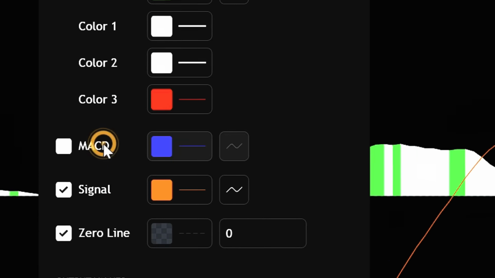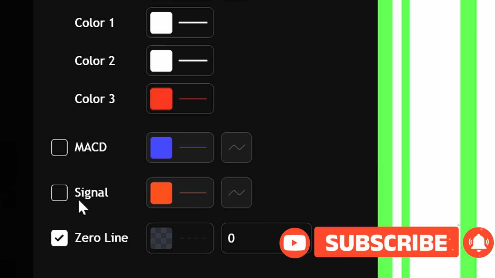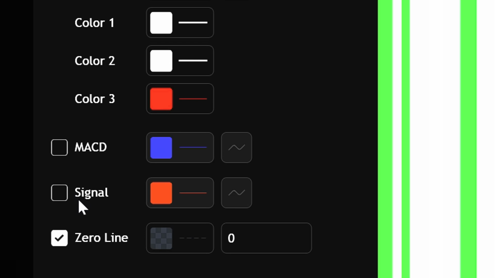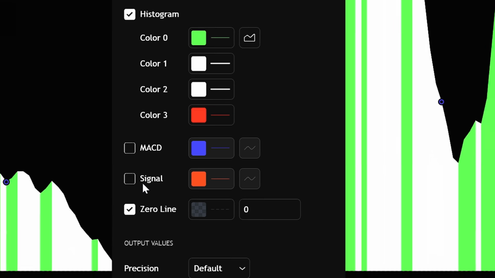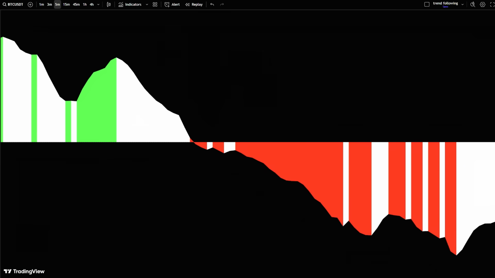Then, this is super important. Uncheck the boxes for MACD and signal line. We want those off our chart completely. Alright, that's it. What you have now is a perfect confirmation tool. It's simple. Green means the market has bullish upward momentum. Red means it has bearish downward momentum.